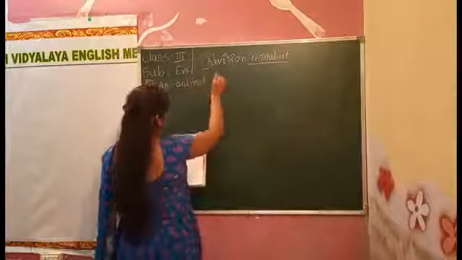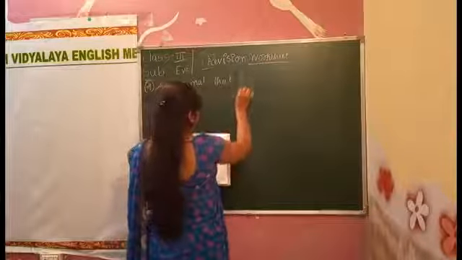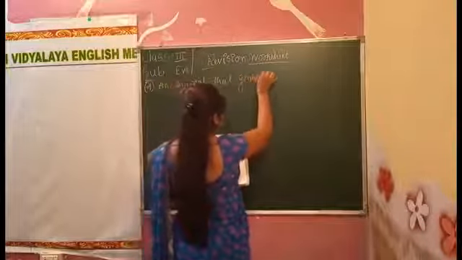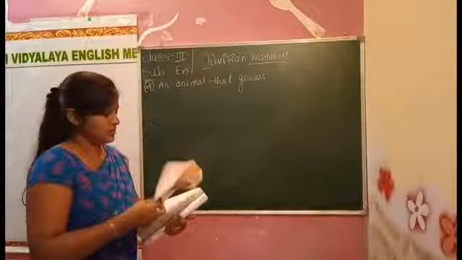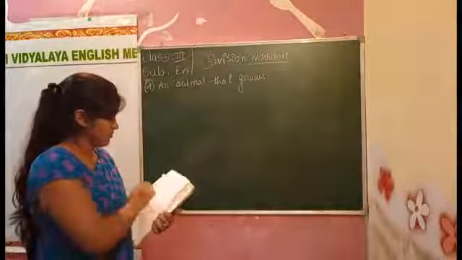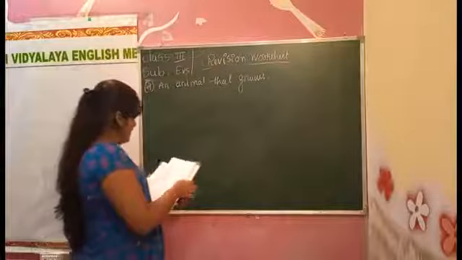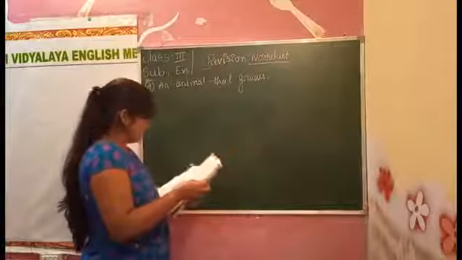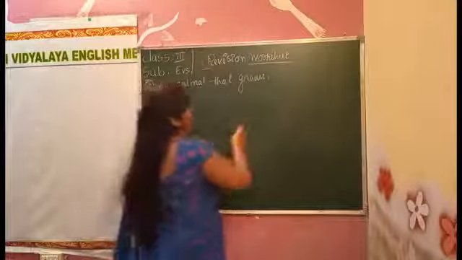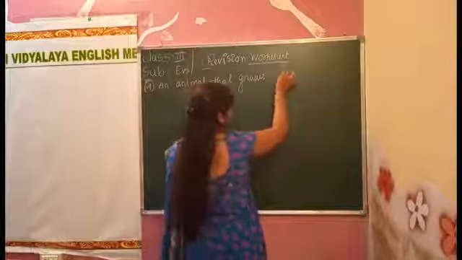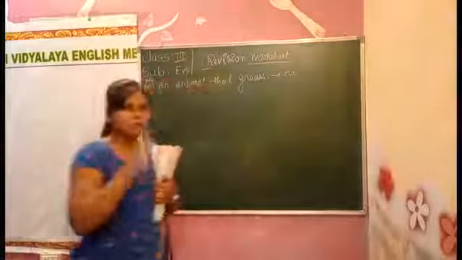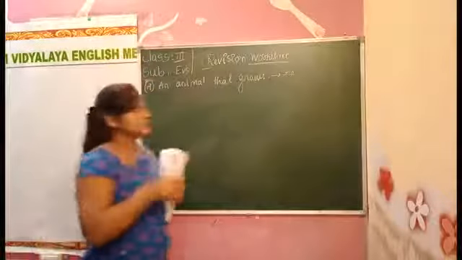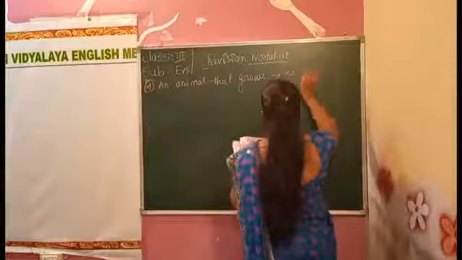Animal that gnaws. Okay? That gnaws. The animal that gnaws, what is that, children? Rat or squirrel? Gnaws means what? They jump and they eat, kach kach kach. That is.